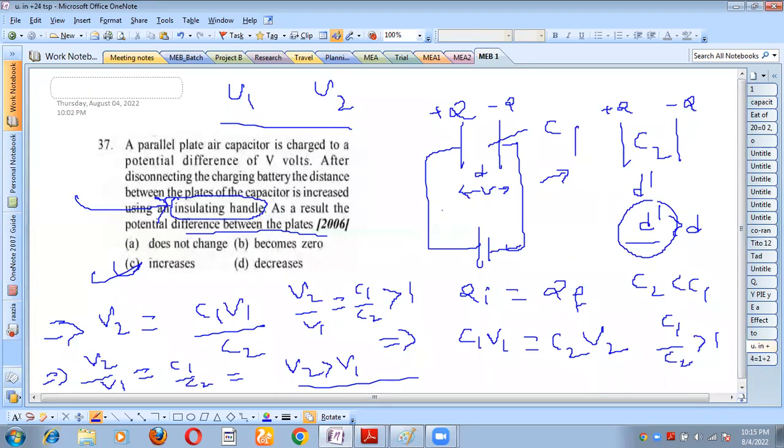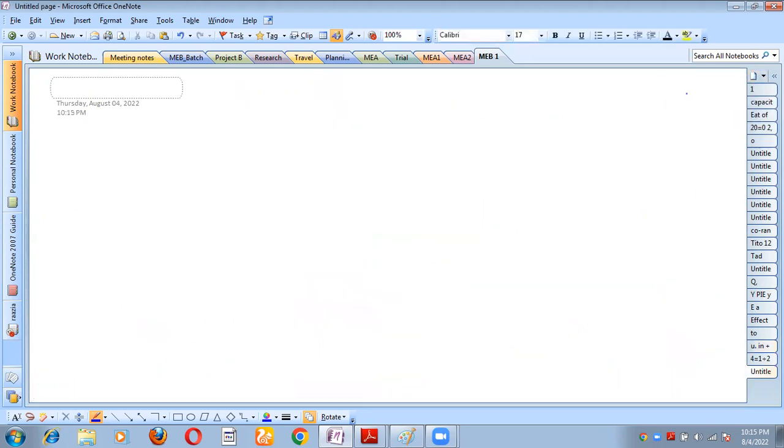Now moving to the next concept, we have already seen that we were filling the capacitor completely with the dielectric. Now we will see partial filling of capacitors with dielectric. So partial filling.